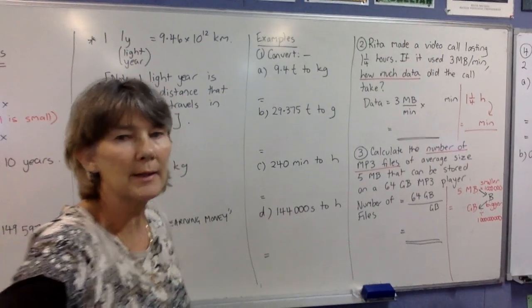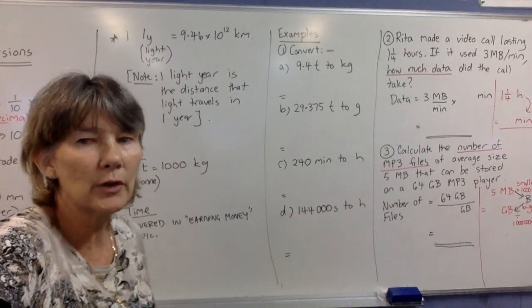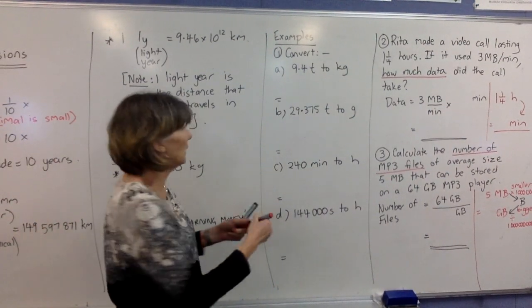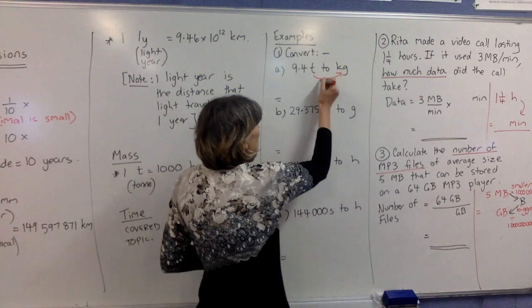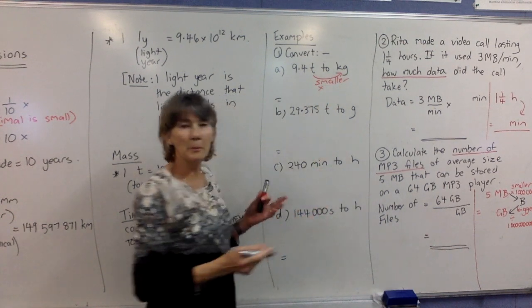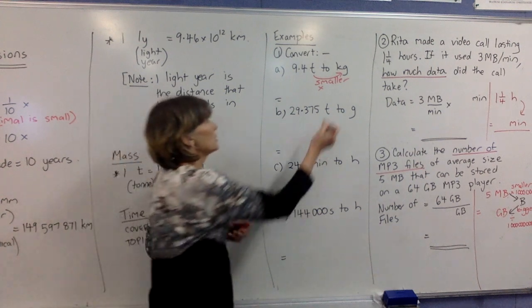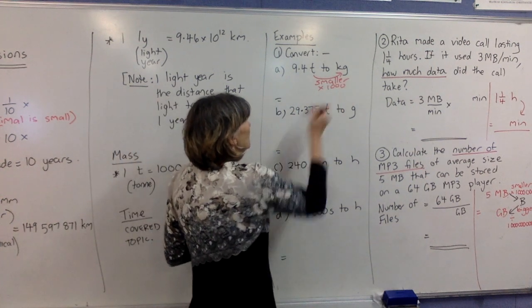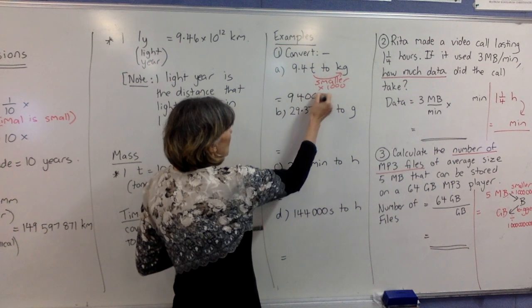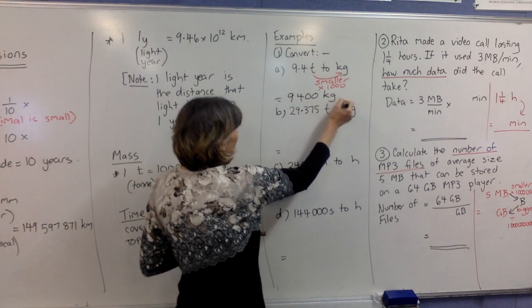Alright, so looking at the first example, we're converting here. So we have 9.4 tonnes to kilograms. We are going to a smaller unit, so we're multiplying. Now remember there's 1,000 kilograms in a tonne, so we're going to times by 1,000. And if you do that on your calculator, you'll get 9,400 kilograms.